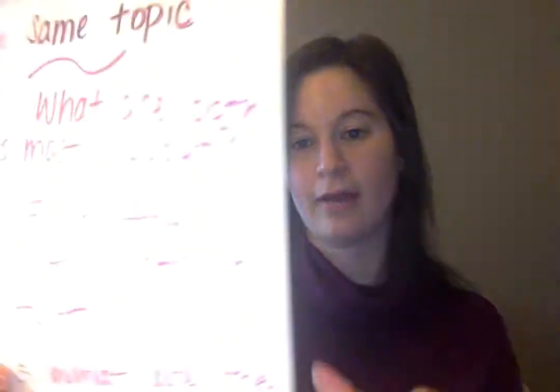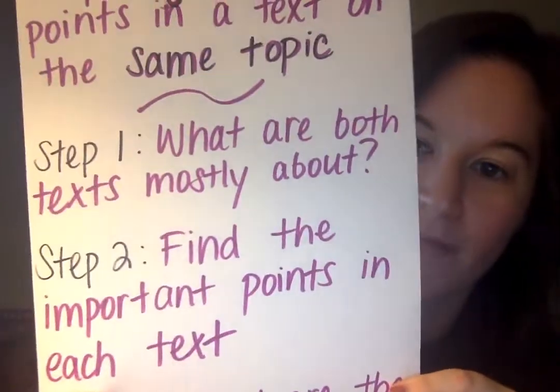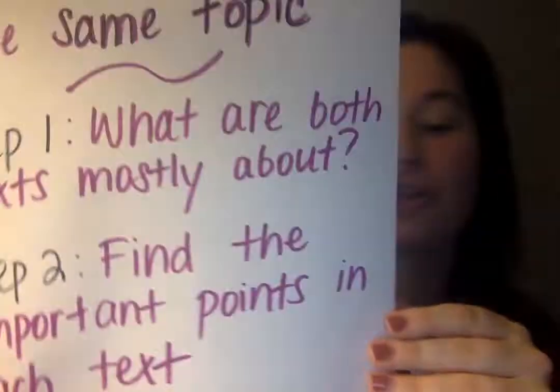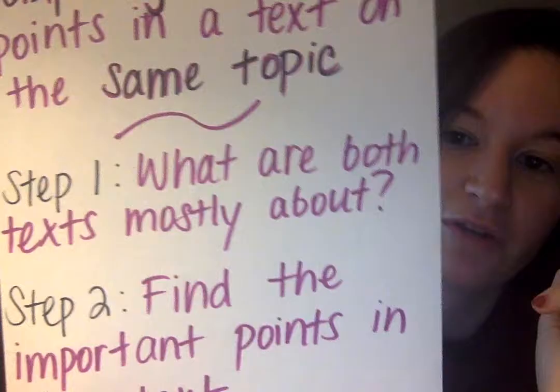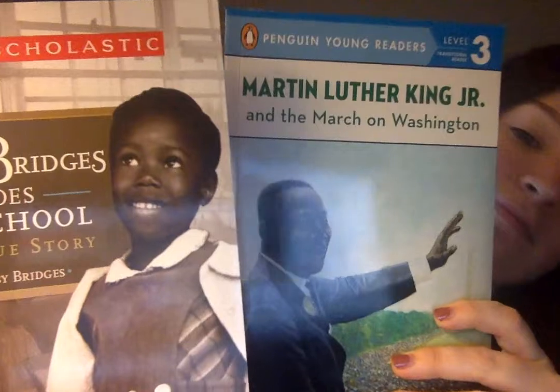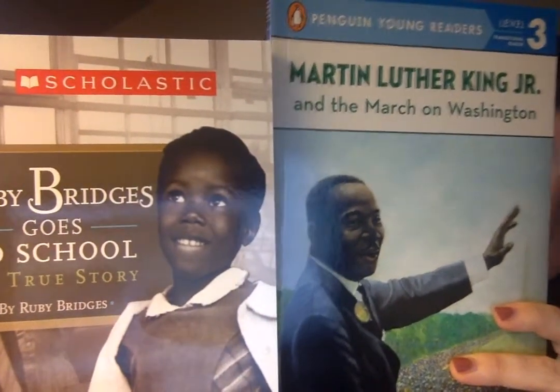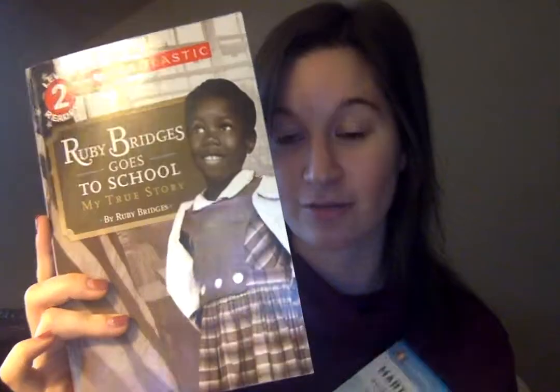So let's follow our steps again. Step number 1, what are both texts mostly about? I'm going to give you guys a little bit of time to think about it, and then we're going to answer it together. So I want you to think, what are both texts mostly about? What's the topic of both of our texts? Yes, friends. So the topic of this text is all about Ruby Bridges and her legacy and how she changed civil rights in our country. And then this text is all about Martin Luther King Jr. and how he changed civil rights in our country and made people more equal.